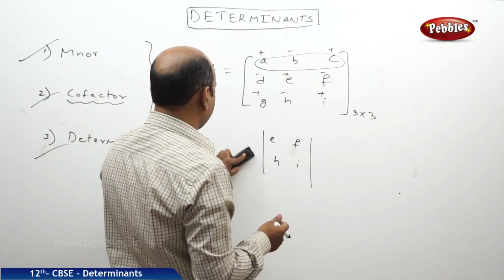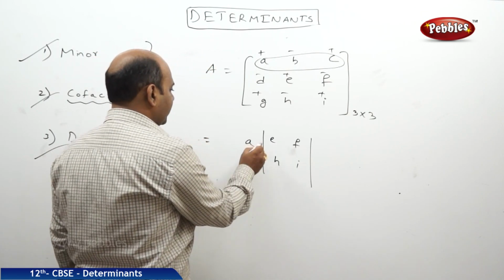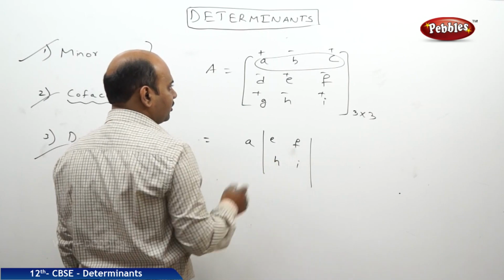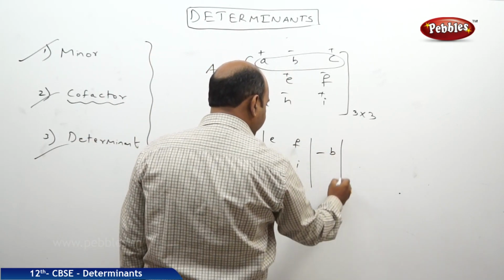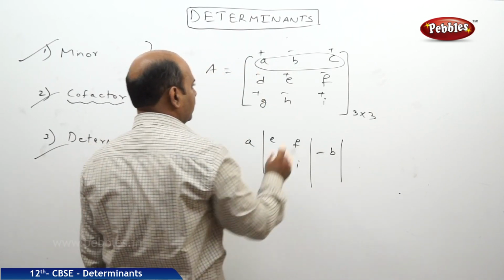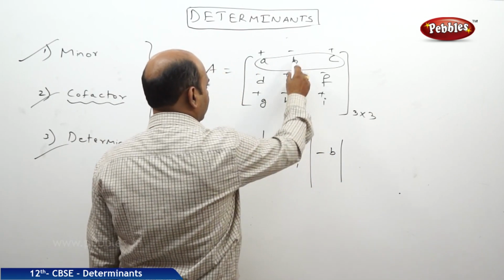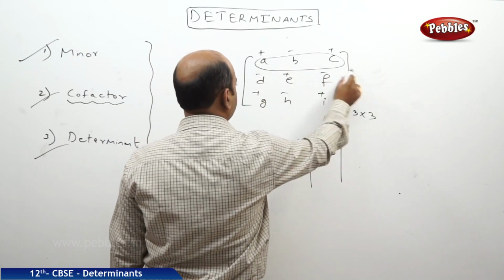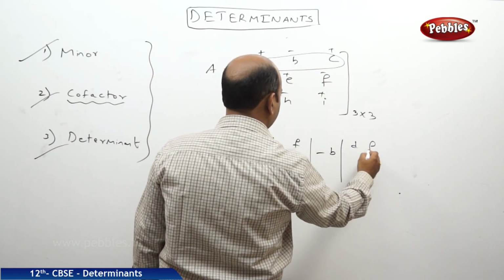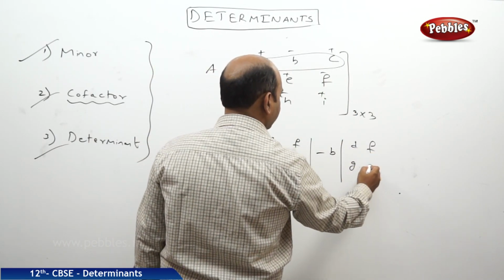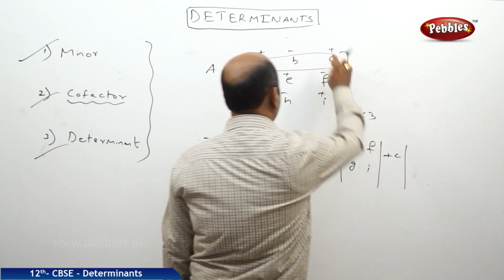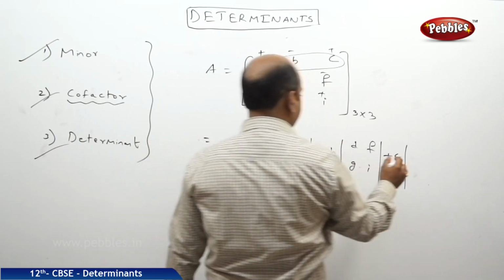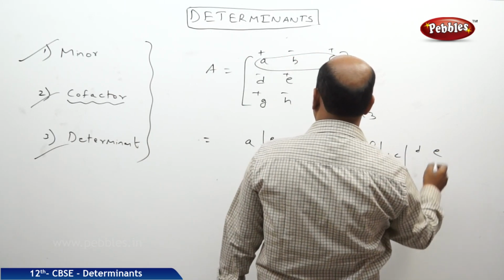But I don't want to explain all these things, so here you just write A into EFHI, minus, you take this particular element B into its minor. Into its minor means we need to delete the corresponding row and corresponding column. So what remains? DFGI. Later, again, what do I need to take? C into its minor. So what remains? DEGH.